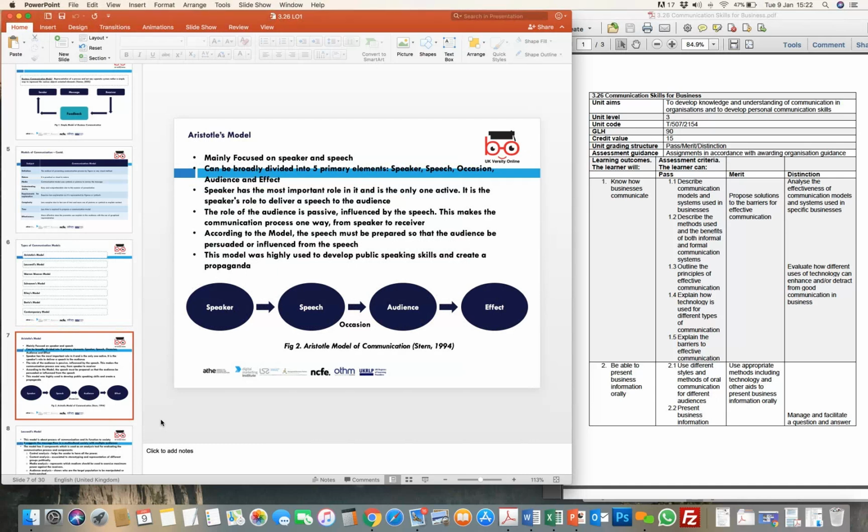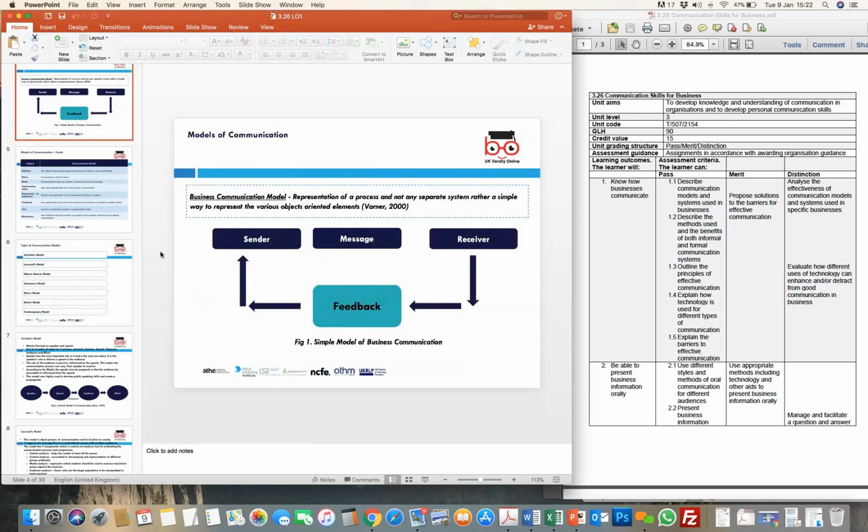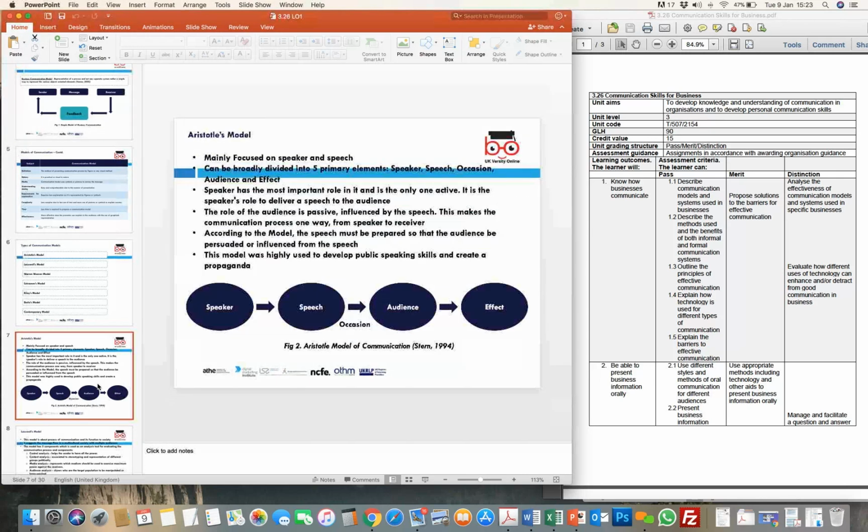In each of these models, we will look at the basic process of communication. That means we will reorient the same 4 or 5 elements that we talked about in this slide, and then focus on understanding what the model actually talks about. So Aristotle's model was a model of linear communication, that means straight line communication.